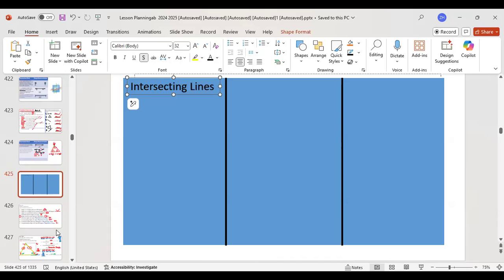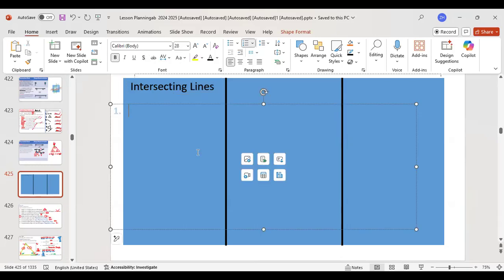So when we say intersecting lines, what does that mean? They cross over each other. What's another word for cross over each other? They meet up. They meet. Very good.